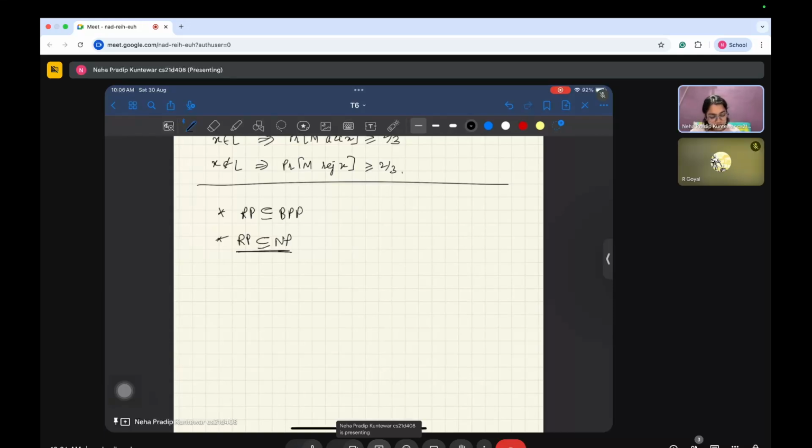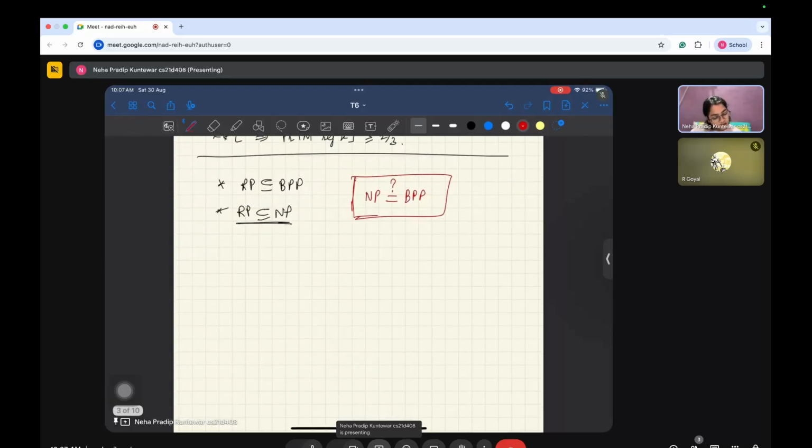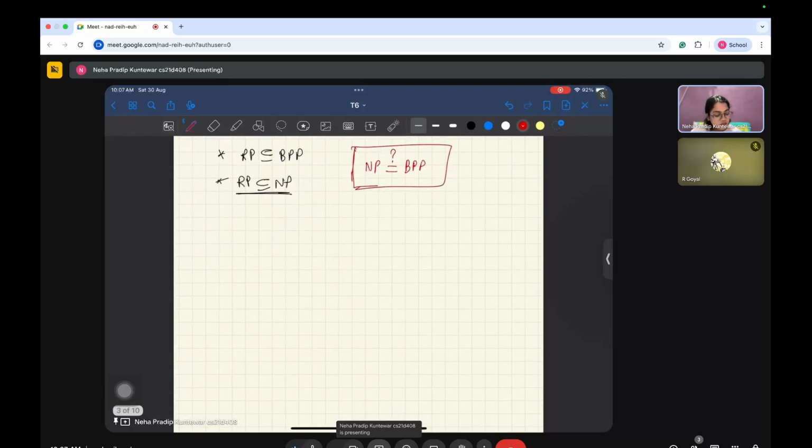So we know that it's contained in both of these, but we don't know the comparison between NP and BPP. This is a big open problem, whether NP is equal to BPP. We don't know containment in either direction, so any side is open. And another question that we have is whether BPP is equal to P.